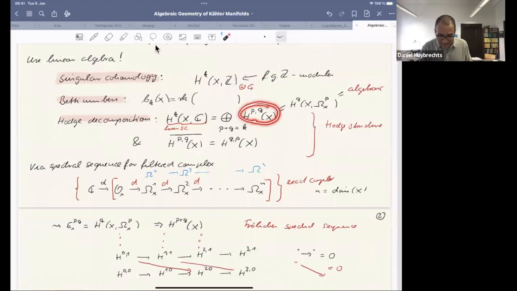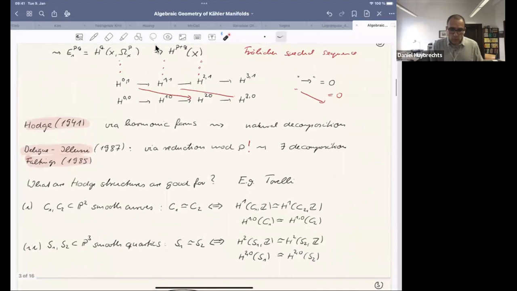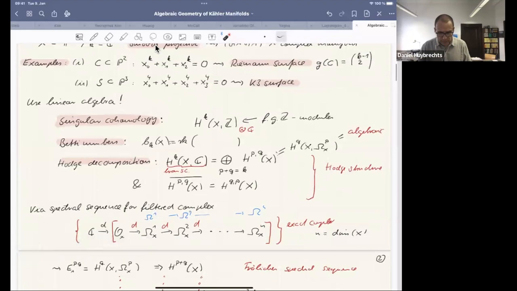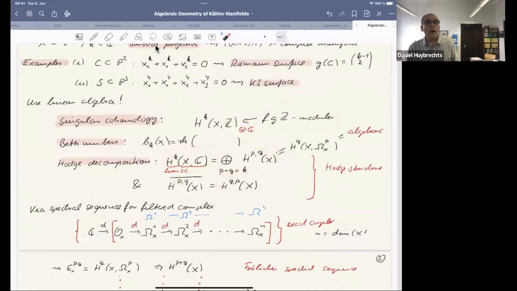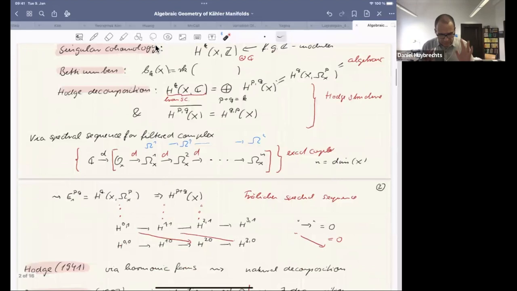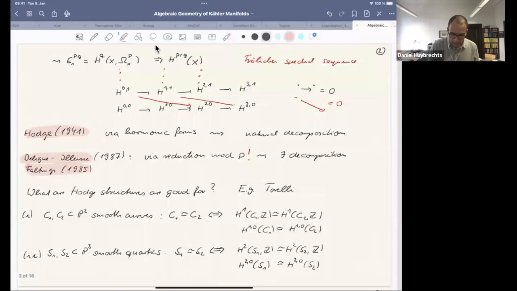Okay. So what I want you to take from this is if I have a smooth complex projective variety, then I have a linear algebra structure, which is this package here. So they are finitely generated Z modules. If I pass to complex vector spaces, they come with a natural decomposition and a certain symmetry between the PQ and the QP part. Okay, so now you should ask, what is it good for? What can I do with this structure? And I give you just two examples. And these are called Torelli theorems. And I give you the standard one that's for curves.